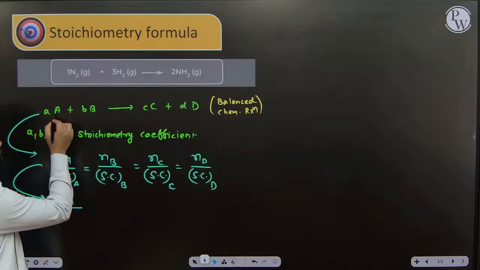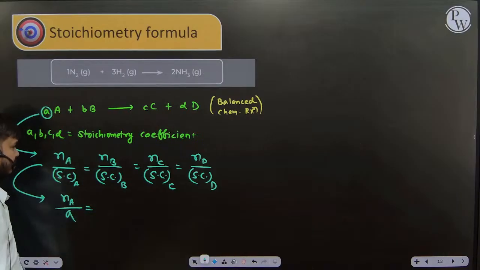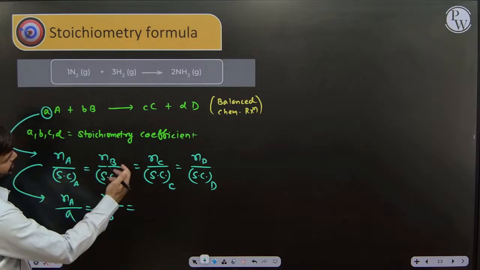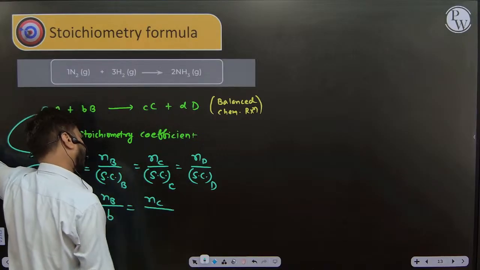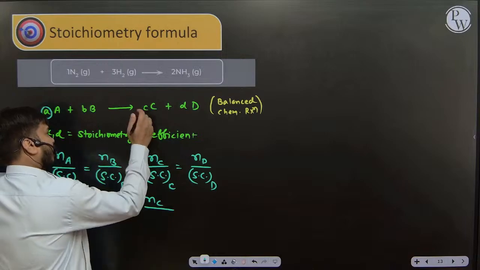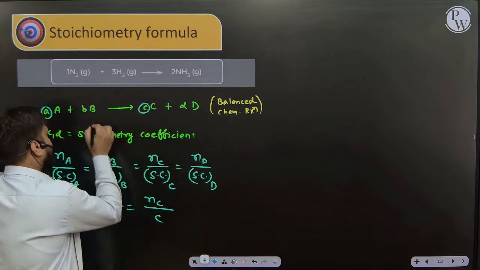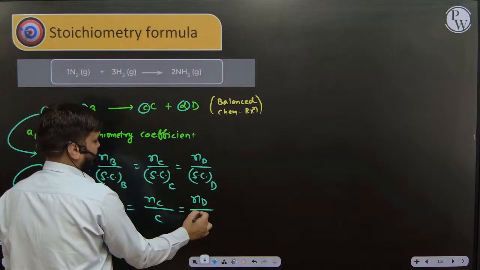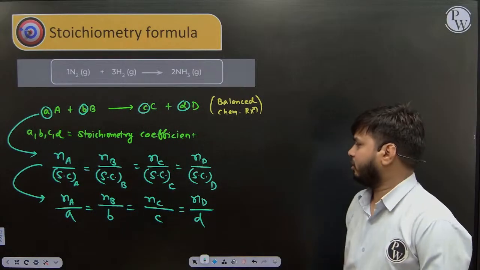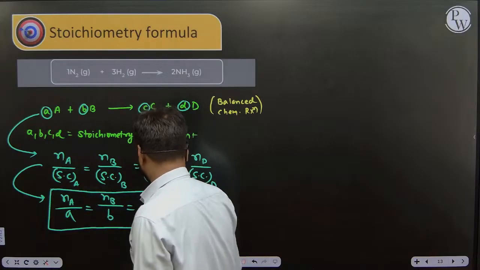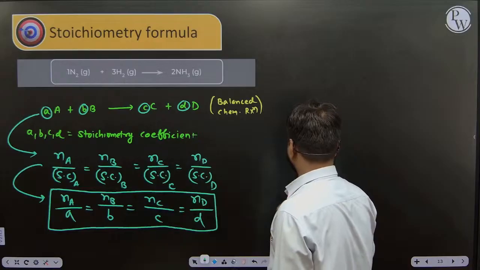So from this equation we can write moles of A, which will be given in the question, divided by stoichiometry coefficient of A, which is small a, will be equal to moles of B divided by stoichiometry coefficient of capital B, which is small b, is equal to moles of C. The moles of C will be given in the question, or you have to calculate it, divided by the stoichiometry coefficient of C. Now let's talk about the moles of D. Moles of D divided by stoichiometry coefficient of D, which is small d. So this is the formula we are going to use to calculate the number of moles or mass or volume.